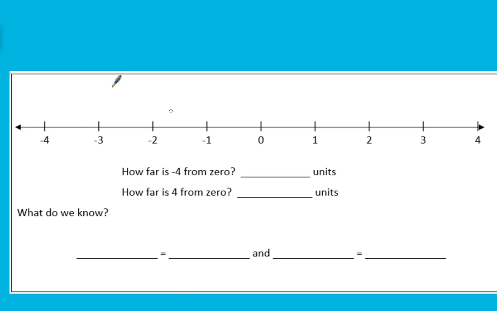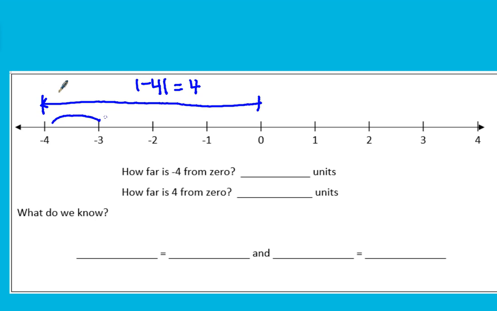So just to get kind of a visual of what absolute value would look like, if you wanted to see the absolute value of -4 equals 4, you would have a model that started at 0 and went all the way to -4. This model would be showing that the absolute value of -4 equals 4. So how far is -4 from 0? If we were to count all of these spaces, we would have 1, 2, 3, and 4. So that's 4 units away.